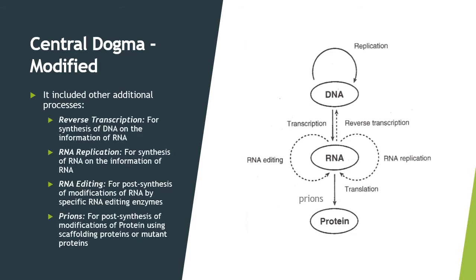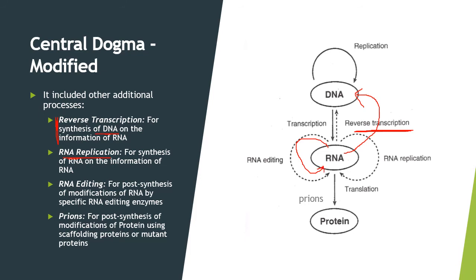First of all is reverse transcription. Reverse transcription is a process where an RNA is utilized to synthesize DNA. That is, RNA can go back and synthesize DNA on its own template. This is usually seen in RNA reverse-transcribing viruses, where they are able to synthesize a DNA segment from the RNA which they contain as a structural unit. A second process is RNA replication. RNA replication is similar to DNA replication. However, here RNA acts as a template to synthesize new RNA. So RNA can synthesize RNA as well.